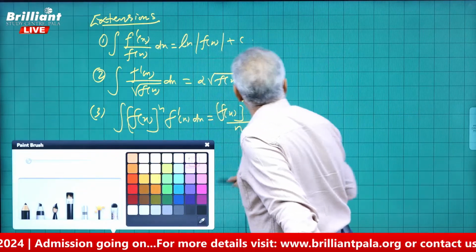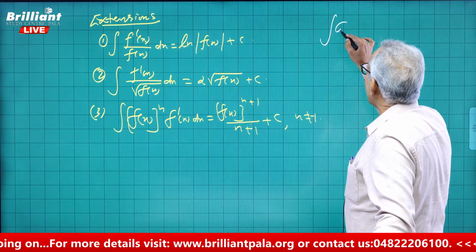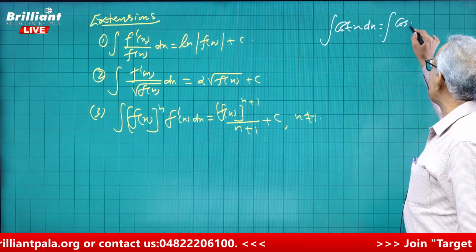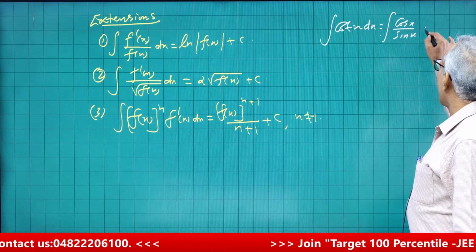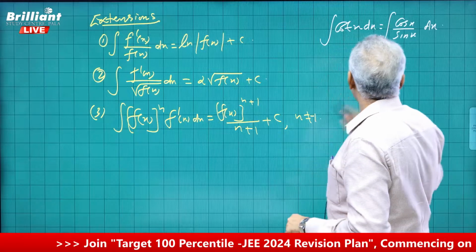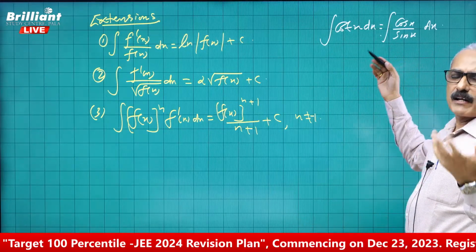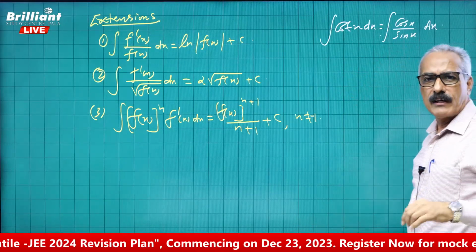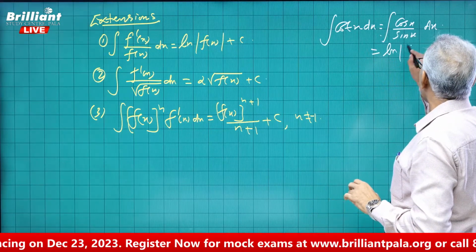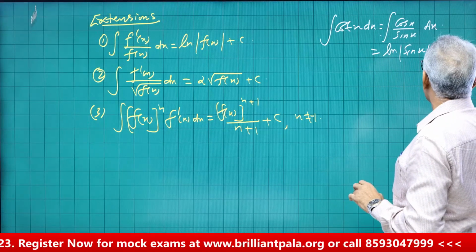Example, one example quickly. Integral of cot x dx. I write it as cos x divided by sin x. I asked you to check whether the numerator is the derivative of the denominator. So what's the denominator? Sin x. What's the derivative? Cos x. Look at the numerator. The numerator is the derivative of the denominator. The answer is logarithm of sin x plus c. You got it?